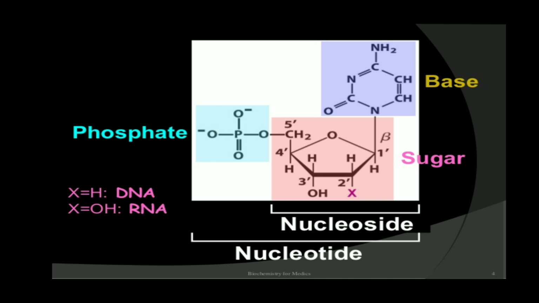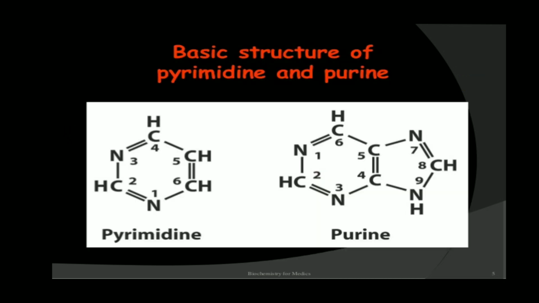So this is the nucleoside. A nucleoside consists of nitrogen base and sugar only, and if I attach the phosphate group to the sugar, then it becomes a nucleotide. So a nucleotide consists of nitrogen base, sugar and the phosphate group. Now let's see one by one the basic structures of pyrimidines and purines.